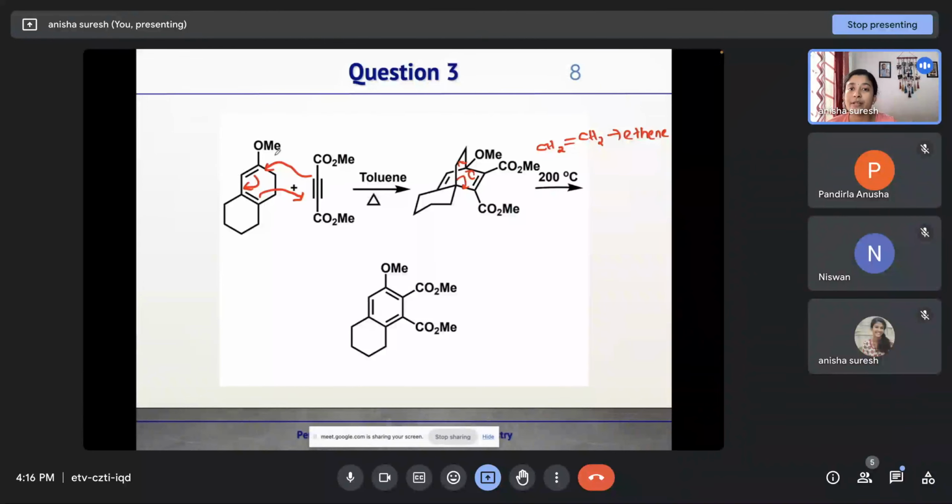So first a 4 plus 2 cycloaddition reaction will be taking place between this diene and this dienophile. Then we will get a bridged system like this. Bridged cyclohexadiene system we will get, and then upon further heating to 200 degrees Celsius, an elimination of this ethene molecule will be taking place, leading to an aromatic system like this. Okay, any doubts?